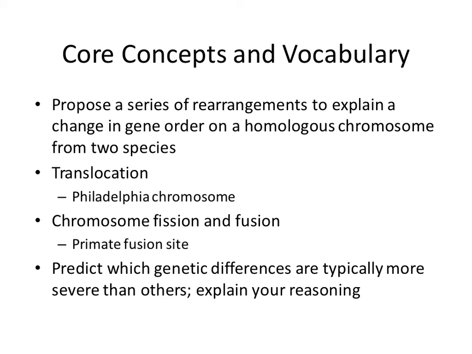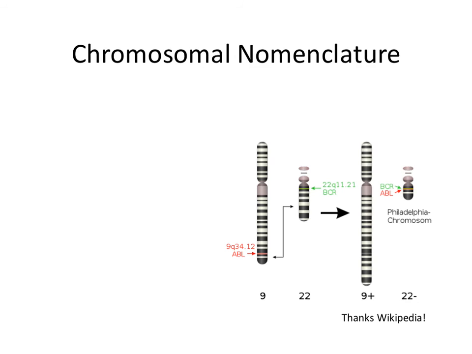So I'm going to tell you briefly one story about a translocation that actually happens, not something that I hypothetically made up. The Philadelphia chromosome in humans. We're going to skip over chromosome fission and fusion for today. We might come back to that next class. So a couple more points about chromosome nomenclature.